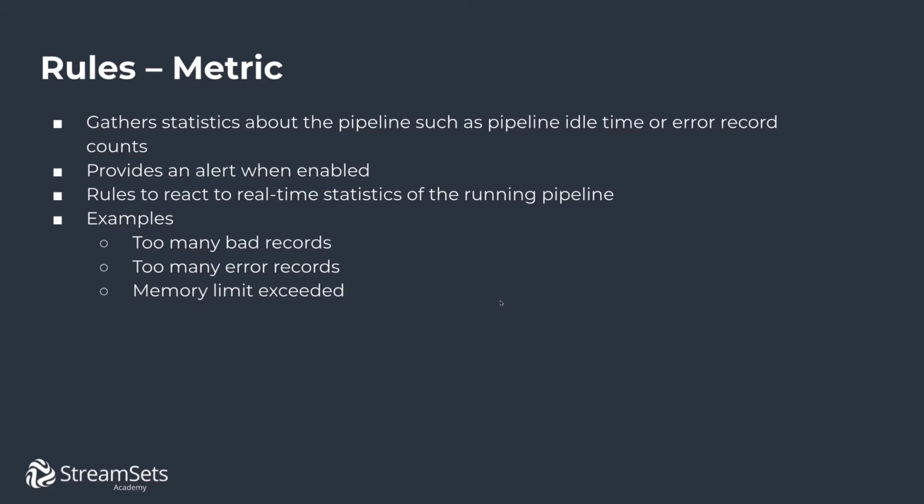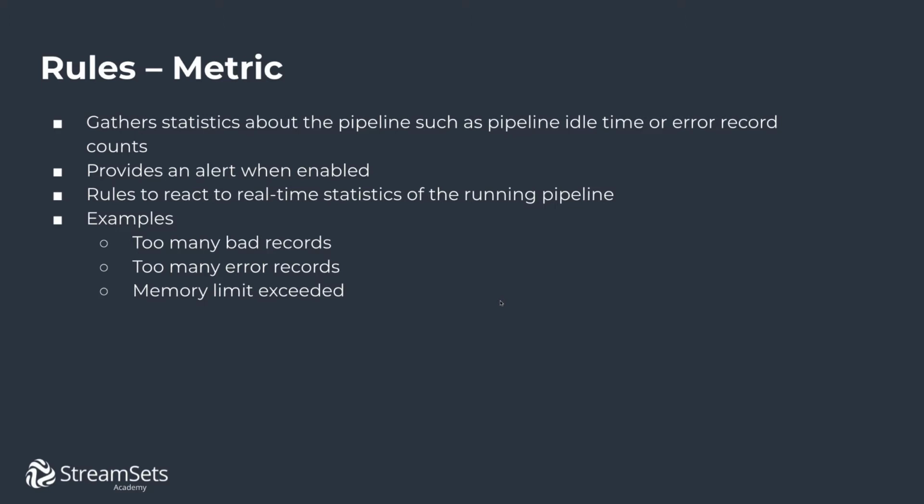Let's start with the metric rules. These rules gather statistics about the pipeline, such as pipeline idle time or error record counts. They collect statistical data about the pipeline and provide an alert whenever they are enabled. We need to set up what kind of alert to trigger. It should be one of those three mentioned earlier. We can either see the alert in the UI, or send a webhook, or send an email out.